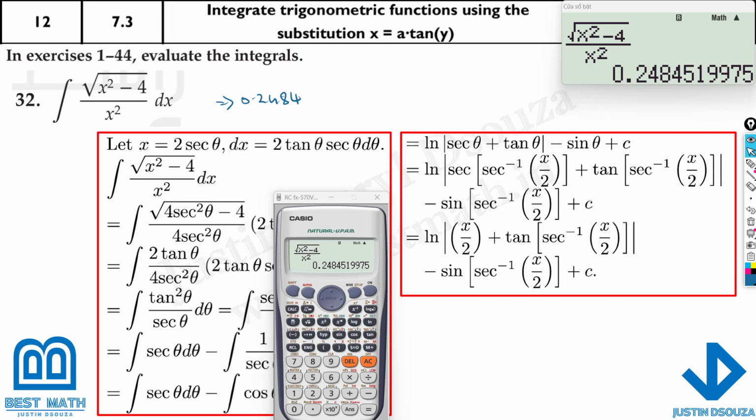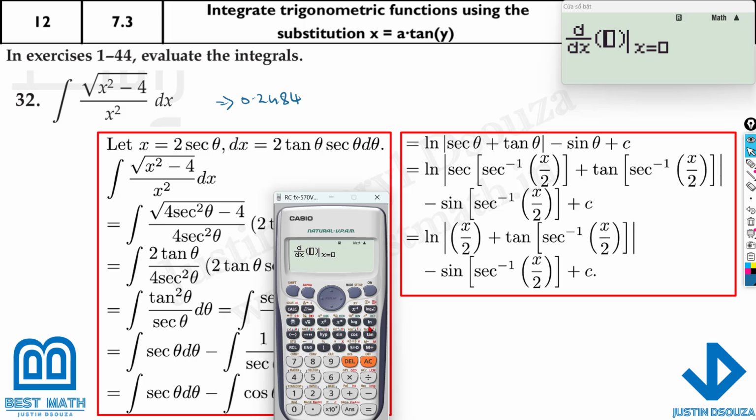Now let's look into the answer. Where is the final answer? This is the final answer, right? Let's derive this. Shift d by dx, ln. Modulus is by shift and hyp. Type everything as it is. It's x by 2. And then we have plus tan, that is just tan. Then we have secant. So secant inverse, it's cosine inverse. Then what we do is 2 by x instead of x by 2, because from secant to convert to cosine, this is how we put it in the calculator.